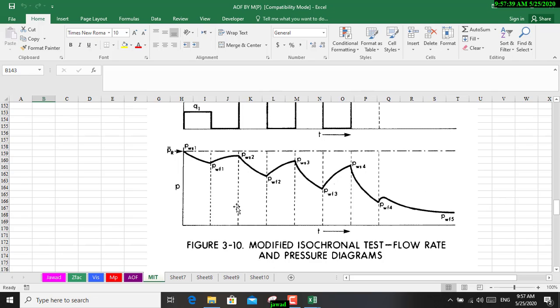whatever. In the modified isochronal test, the flow period is equal to the shut-in period, not like the isochronal test. So this is modified by cuts. How to analyze this?